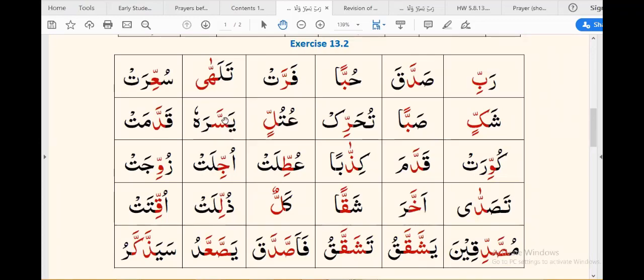Okay, just remember that you join the letter to the mushaddad letter with force. You stress it on the seen, okay? Yes, like that. Okay, let's carry on. Next example.